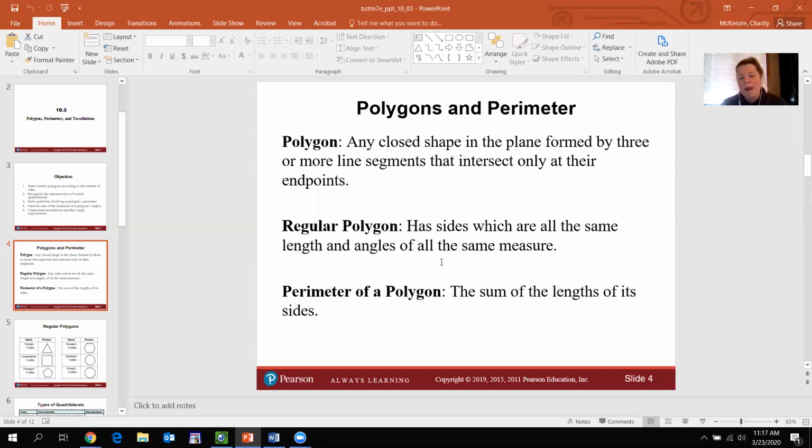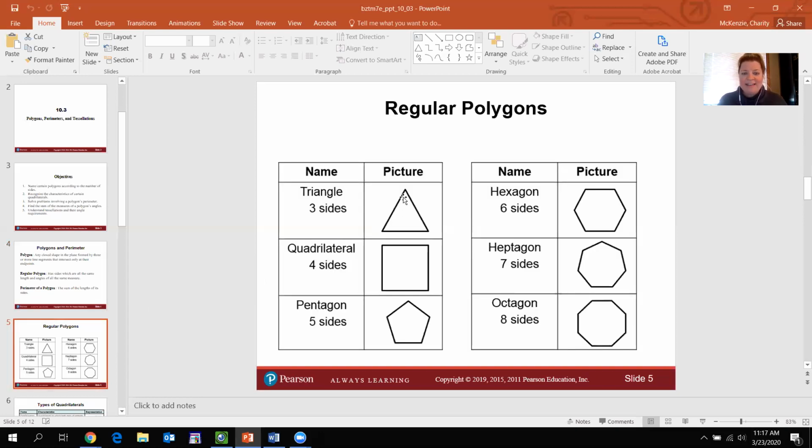The other idea is a regular polygon. This is really important because it's part of your homework. It says that all the sides and the angle measures are the same. Flipping back, these 3 angles look the same and the sides all look the same. Same with this one. And if you are a regular quadrilateral, you are a square. Every picture here is a regular polygon because they all have the same side lengths and the same angle measures. So again, that's regular.